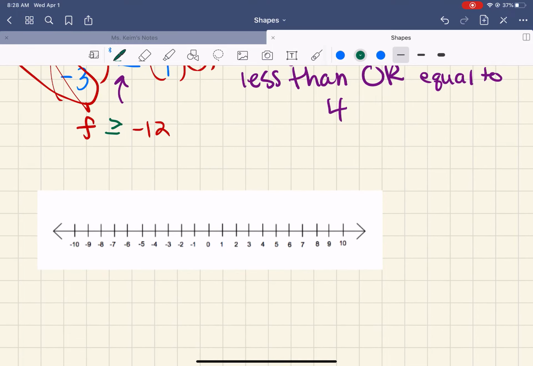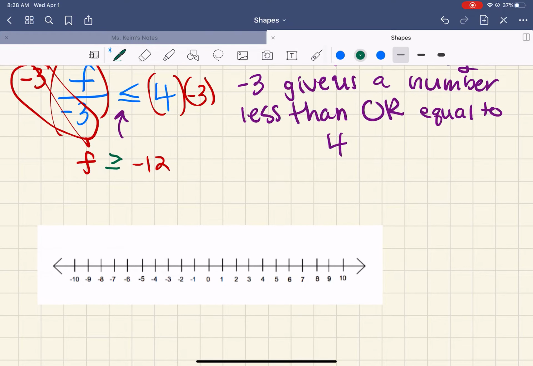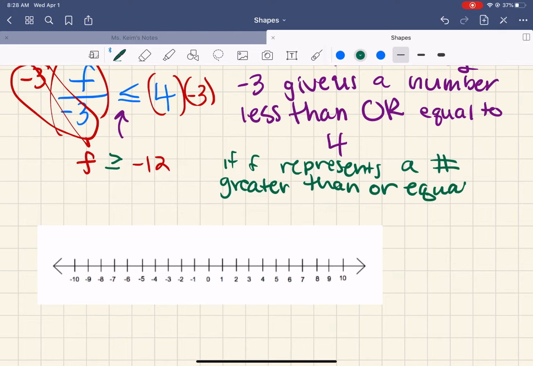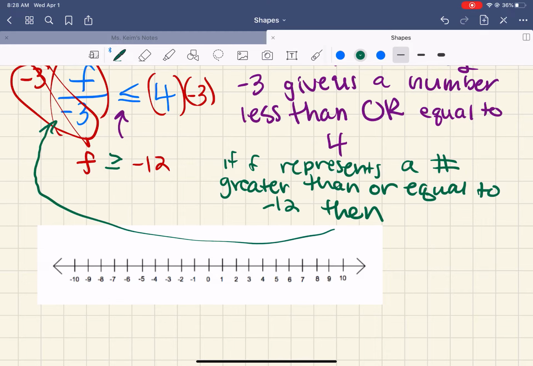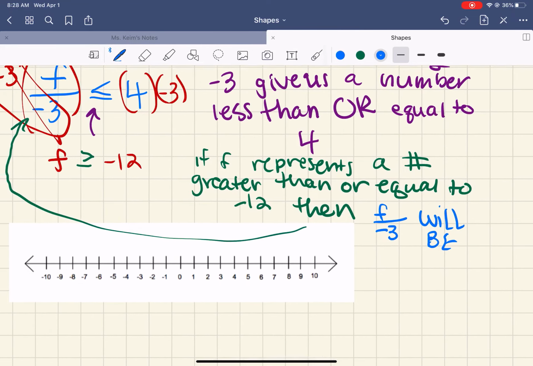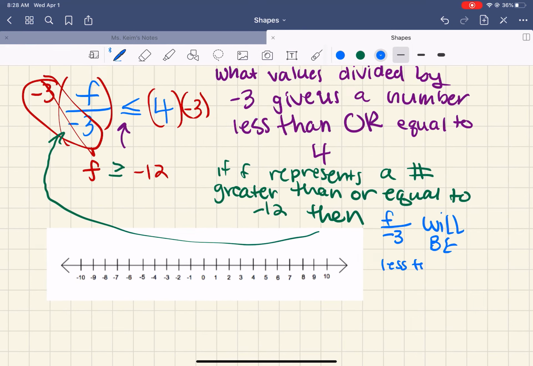the inequality. So this solution says that if f represents a number greater than or equal to -12, then our original inequality, our f divided by -3, will be, or it should be, less than or equal to 4, right? Because that was our original inequality.